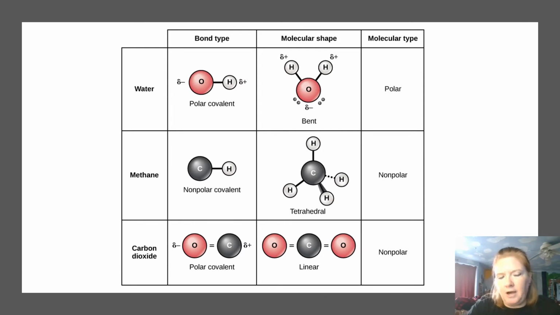Now, when we look at carbon dioxide, between carbon and oxygen, it is a polar covalent bond. The electrons are pulled more strongly toward the oxygen. But in CO2, there is a polar covalent bond on this side and a polar covalent bond on this side. So they're pulling equally, and the molecule ends up being nonpolar.